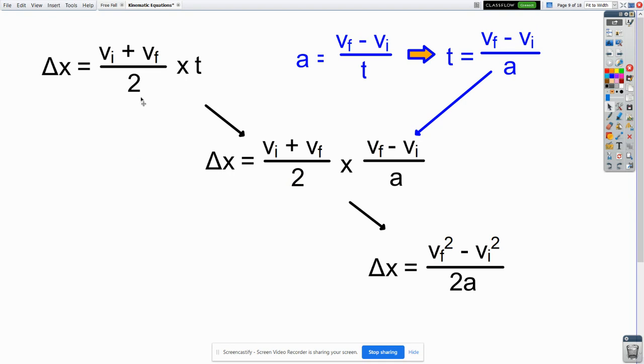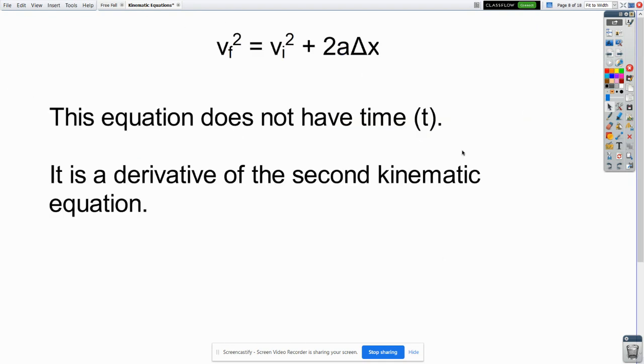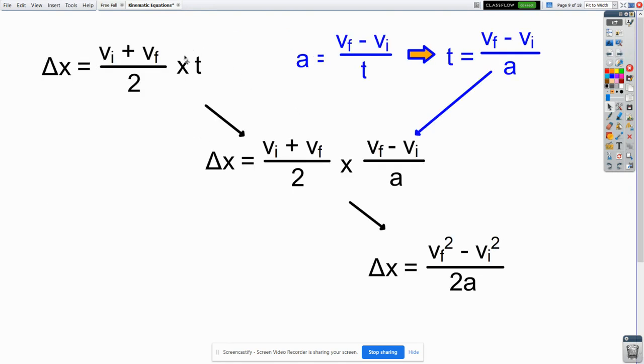Here's how it works. We start with this equation. And our goal is no time. We got to get time out of it, so we got to get rid of t. So what we do is we take the acceleration equation again, and it keeps popping up. All these are about acceleration. Solve it for t. So you multiply both sides by t first, you get at equals Vf minus Vi, and then you divide both sides by a, and that's what you get. t equals (Vf minus Vi) over a. That allows us to get rid of the t and replace it.